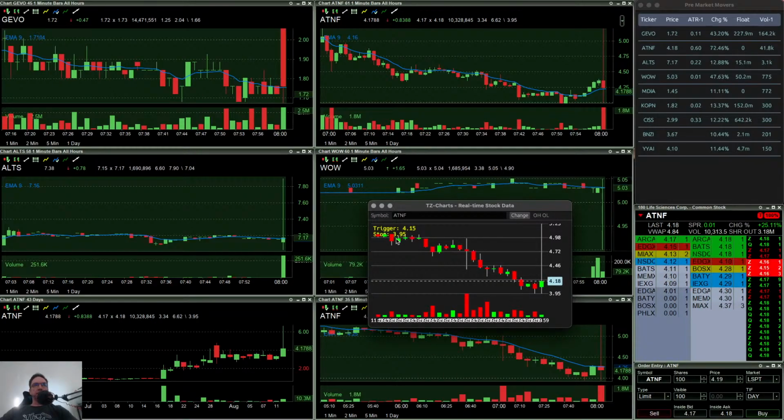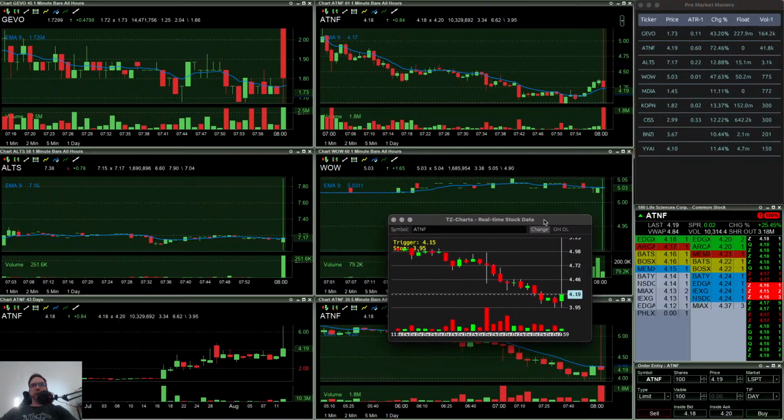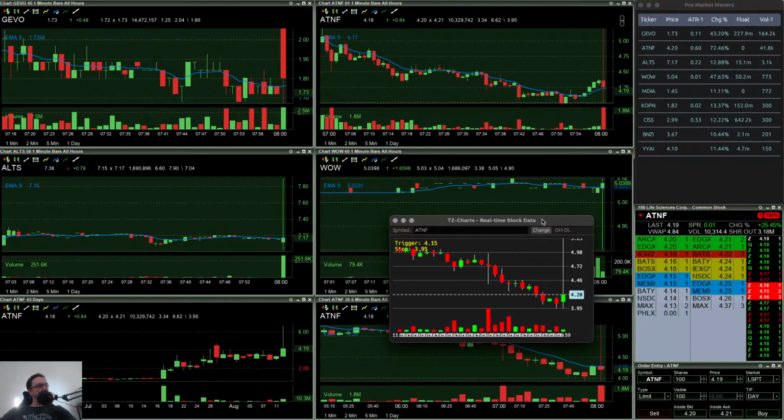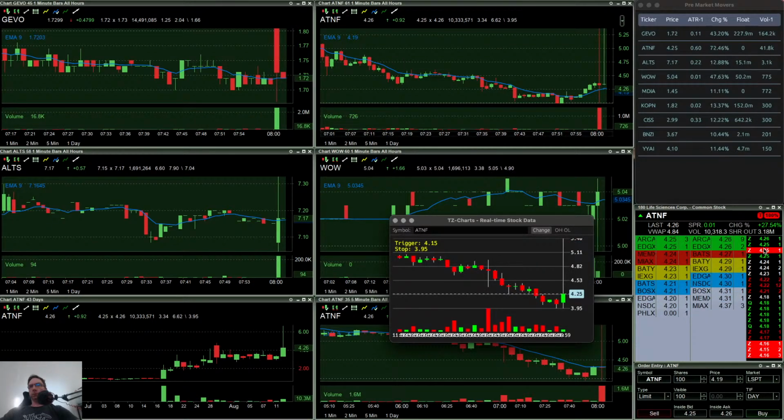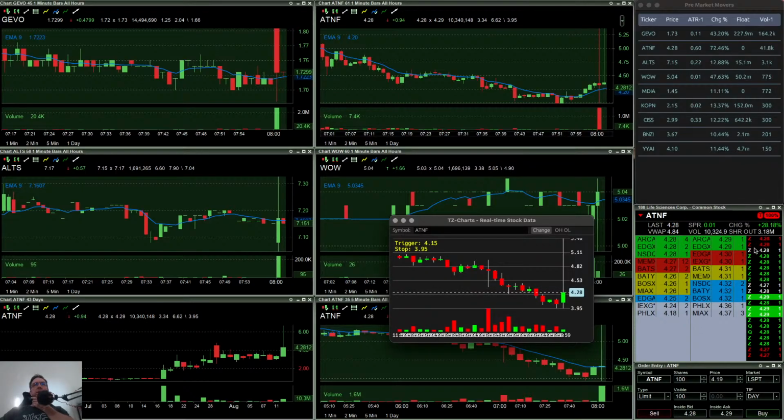Now that right there, the trigger and the stop, I need to get rid of. But this is updating pretty good. 23, 24, 25, 26. Okay. See a print coming back through. We got 26. Whoa. That was a huge print. Lightspeed didn't get that, where I'm getting the data from.